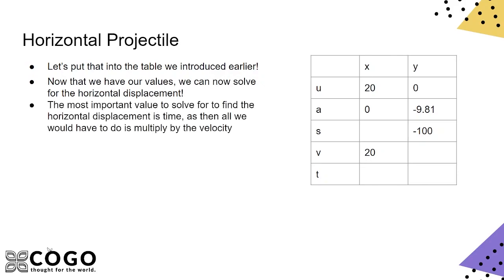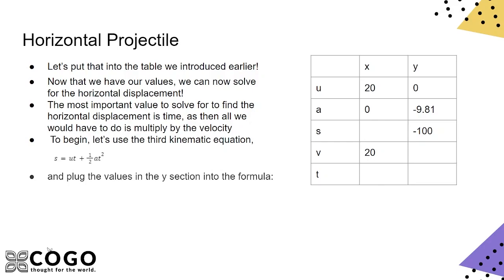The most important value to solve for in order to find the horizontal displacement is time, as then all we would have to do is multiply by the velocity. To begin, let's use the third kinematic equation, which is s equals u times t plus 1 over 2 times a times t squared, and plug in the values in the y section into the formula.